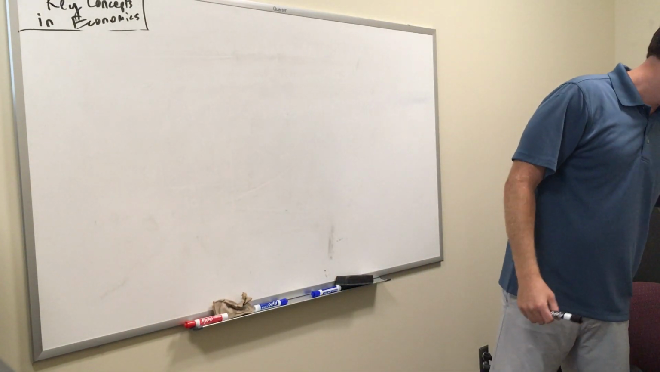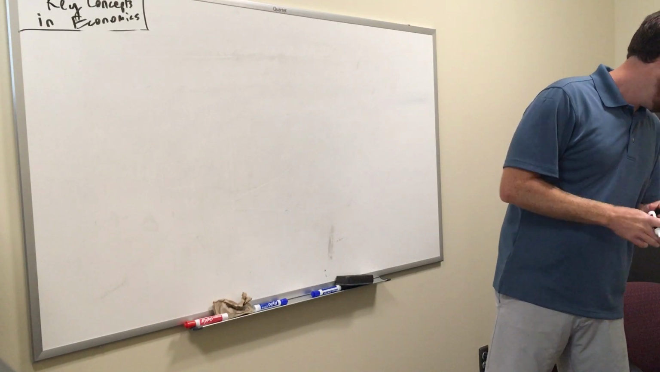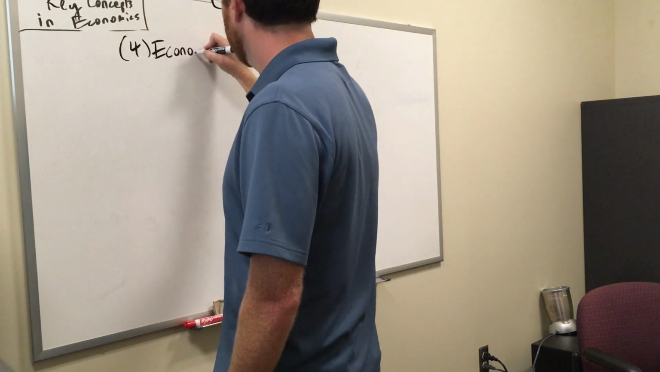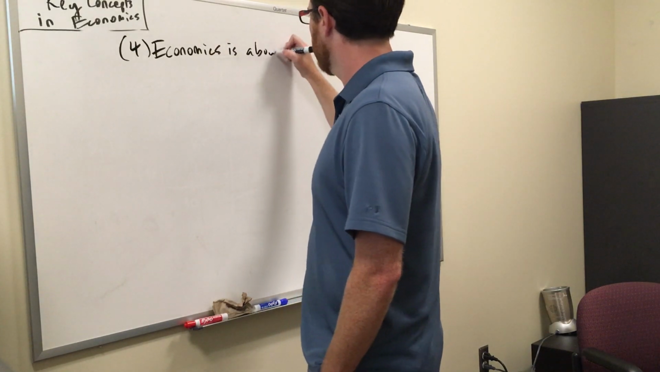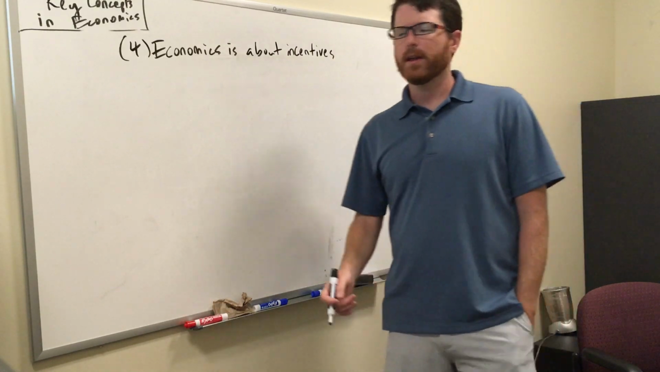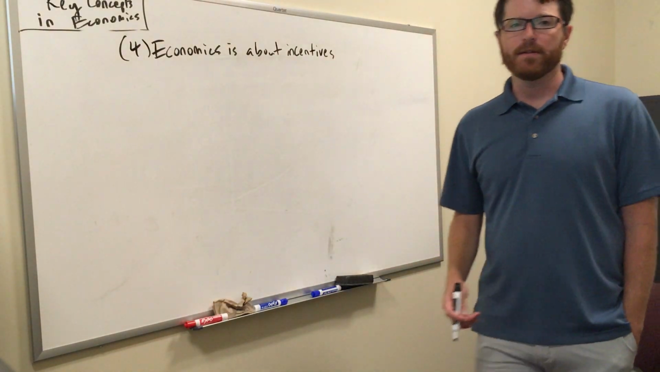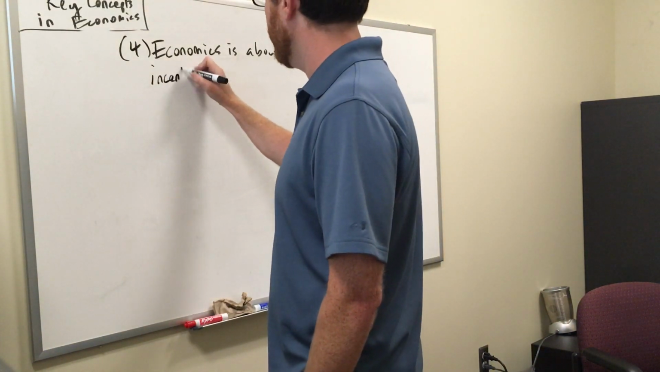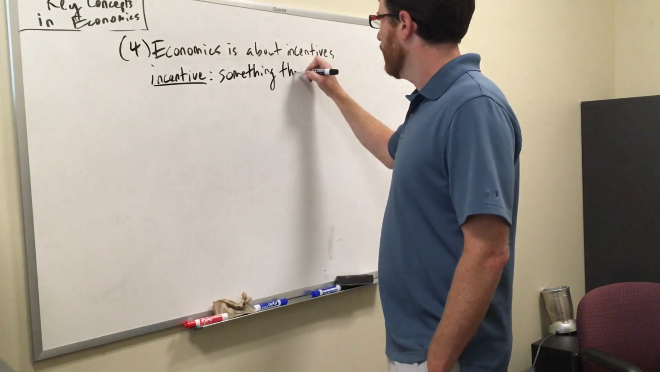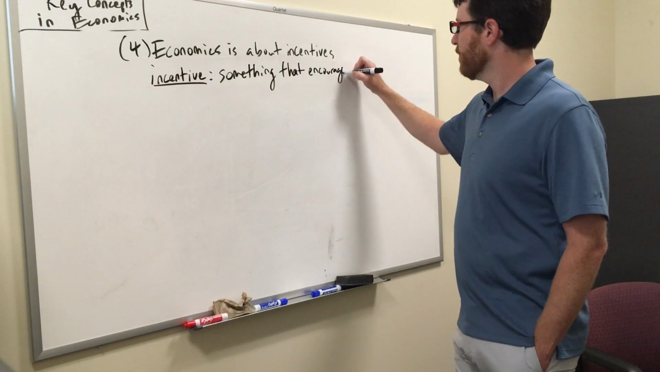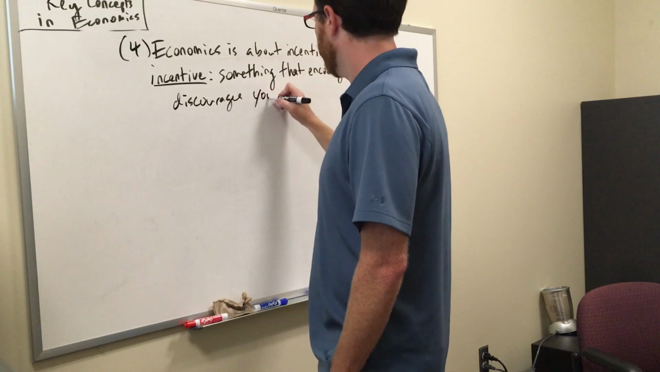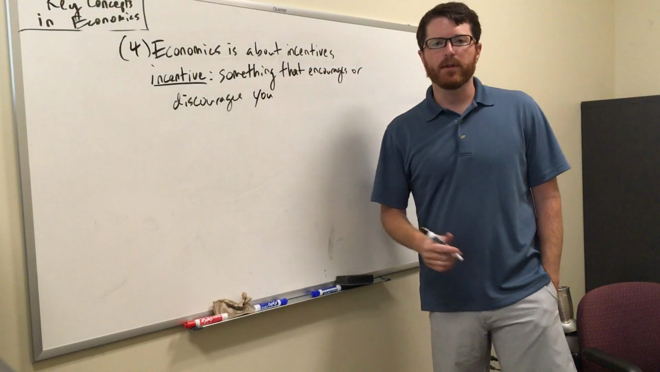Okay, so again, this is going through the book. So if you have the book already, you can follow along here. The fourth one, and the rest of these are going to go through pretty quick. The fourth one is economics is about incentives. And I'm sure you know what an incentive is, but I'm going to define it just in case. This is basically just something that encourages or discourages you to do something or not do something.